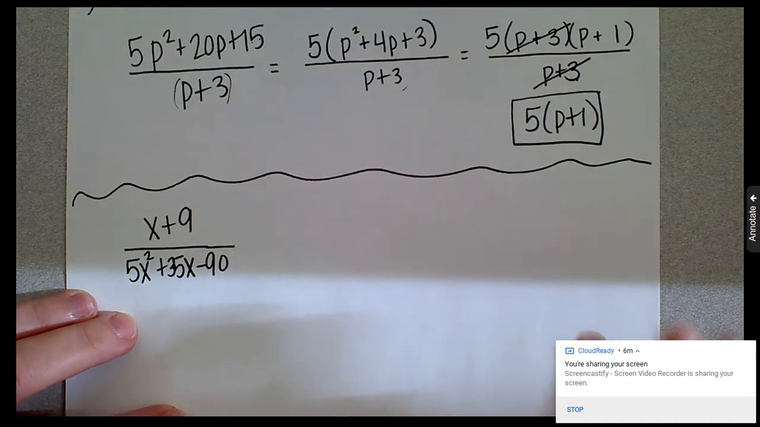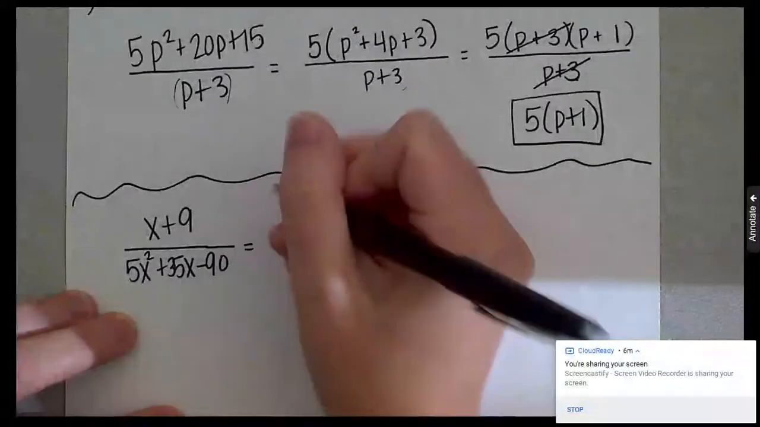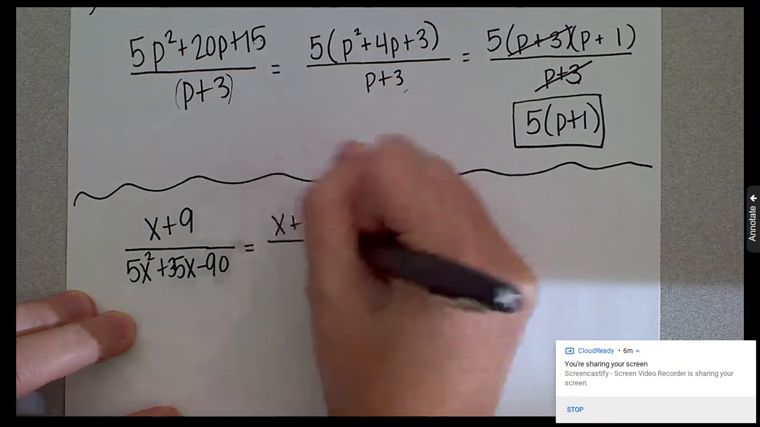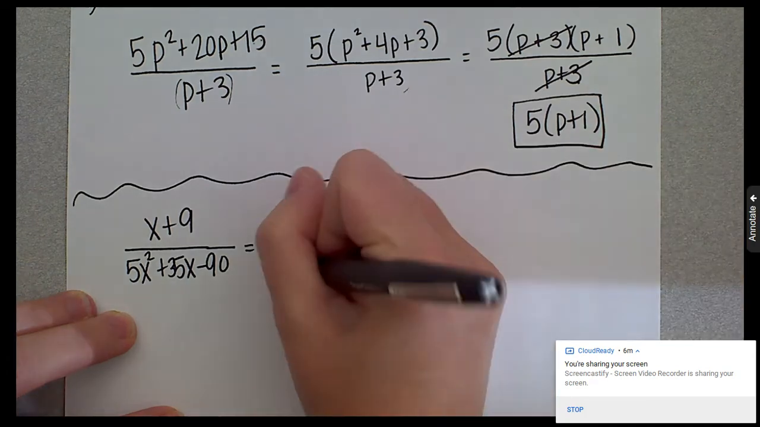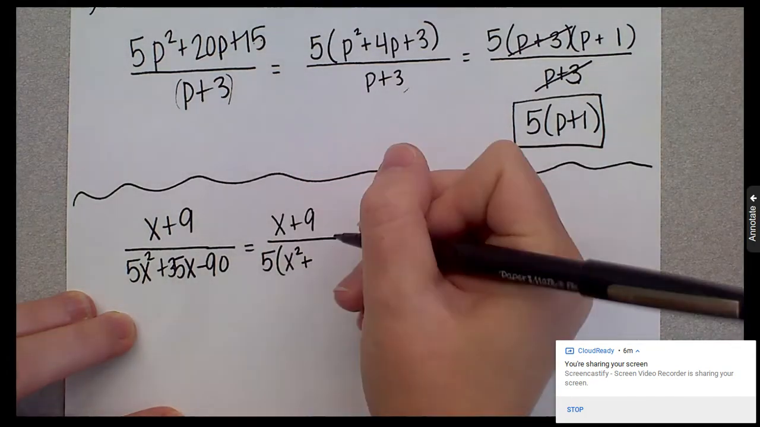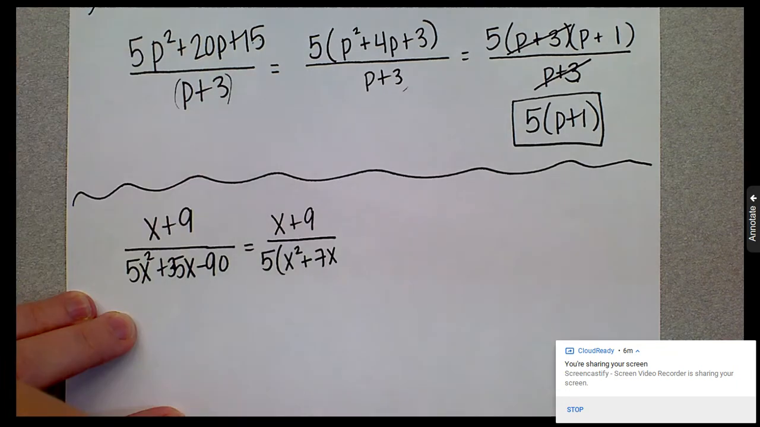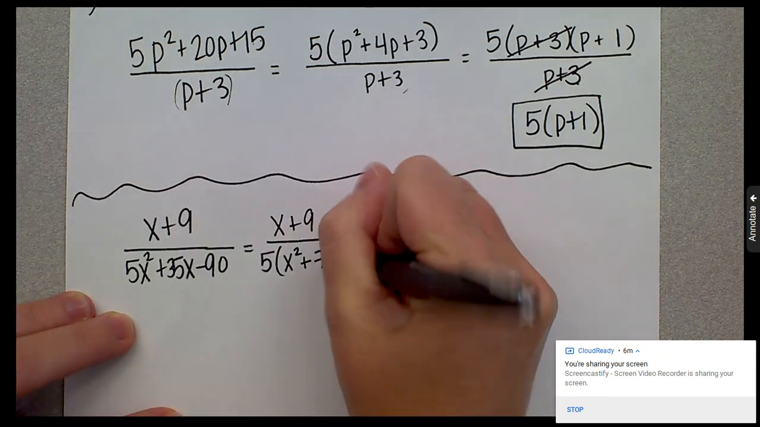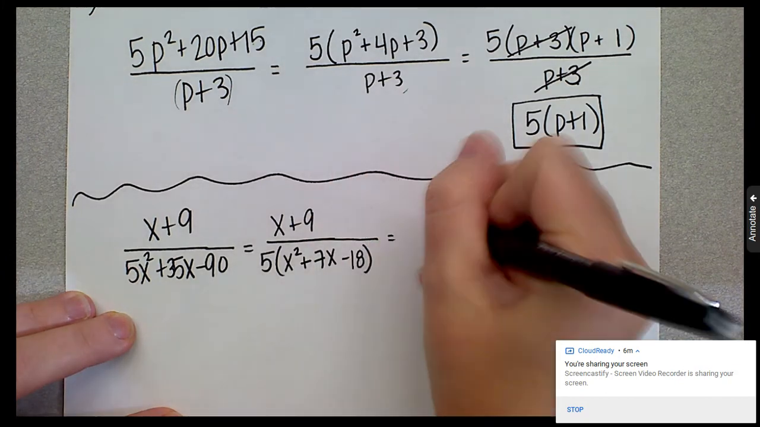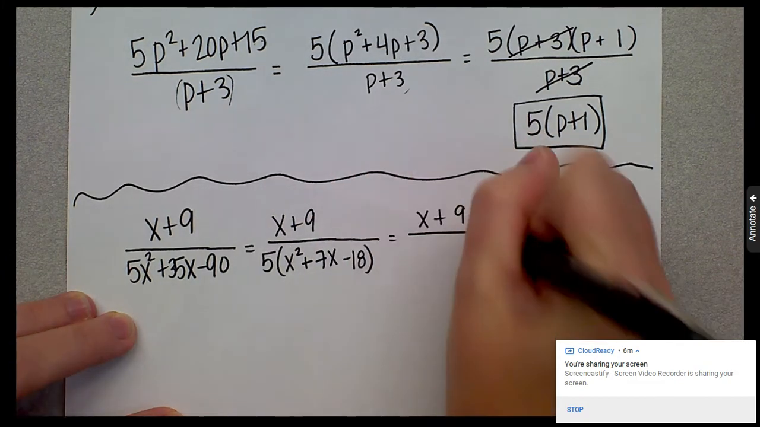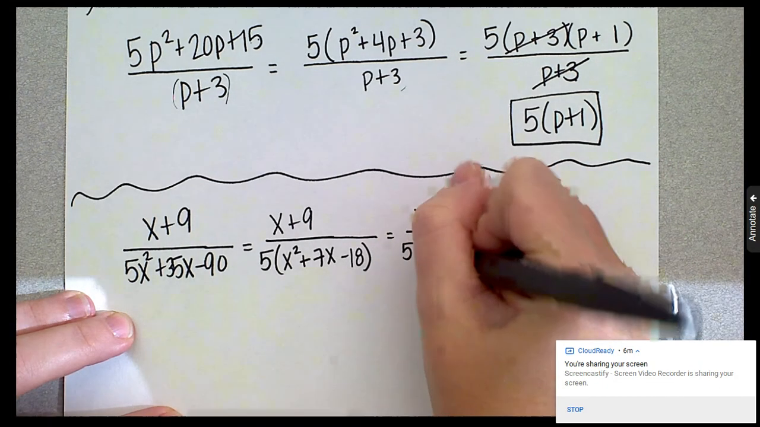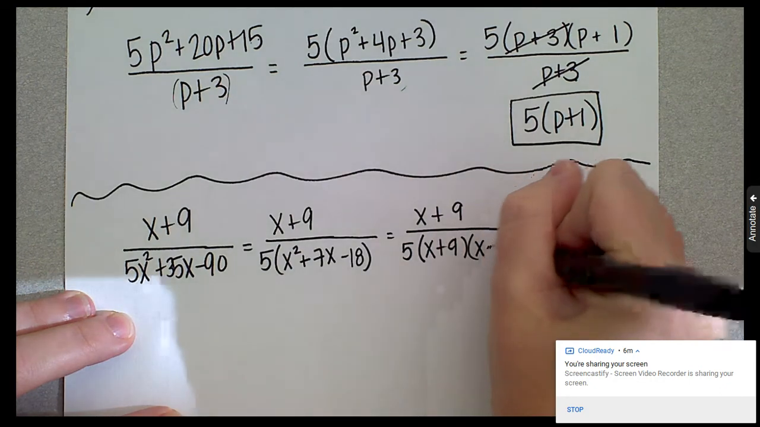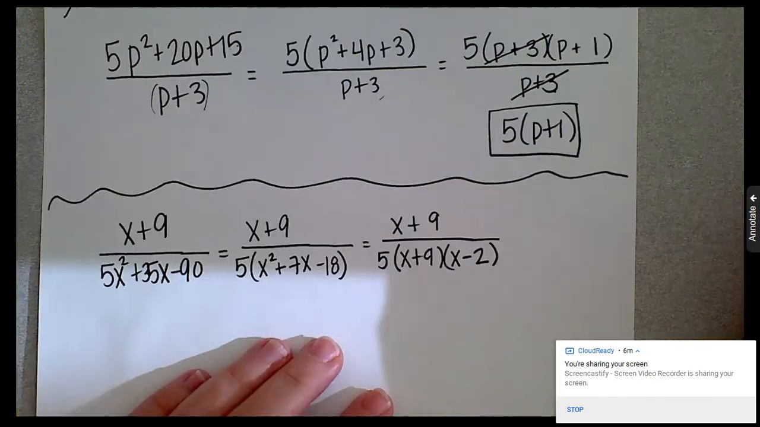Okay, I can't just start canceling stuff. I have to factor first. I can't do anything to the numerator, so we're all set there. But the denominator, in this case, there is a GCF. It doesn't happen every time, but it's kind of random. X squared plus 7x, what's 90 divided by 5? Minus 18. Okay, I'm going to keep going with my factoring process here. GCF on the outside. That will give me what? X plus 9, x minus 2. Okay, so we're factored all the way.